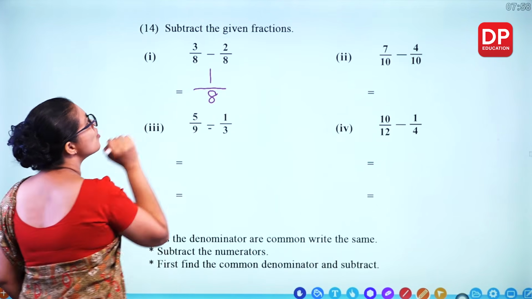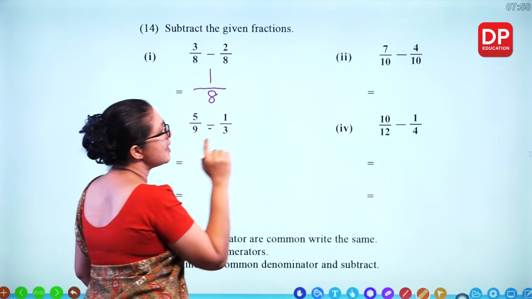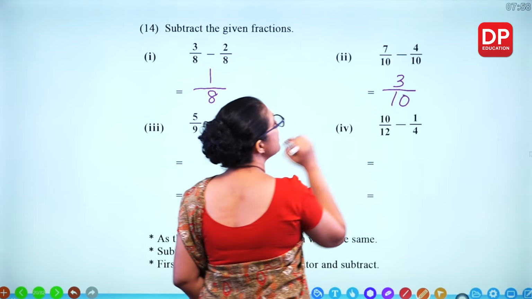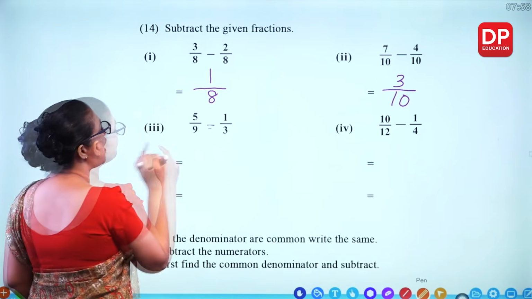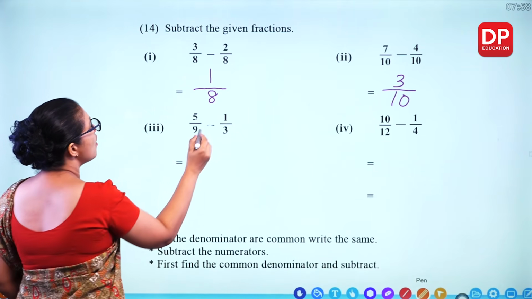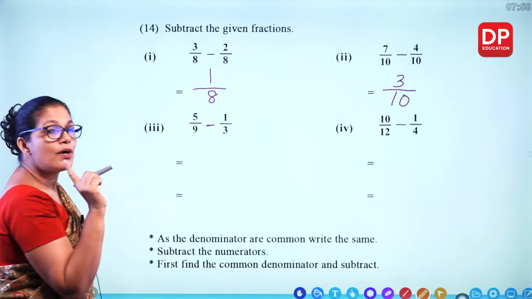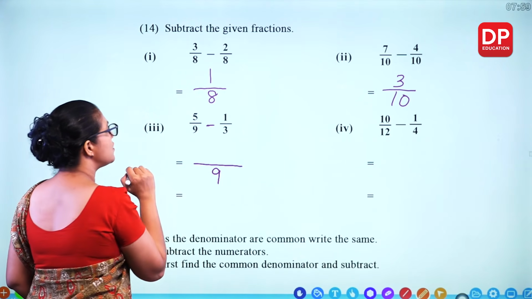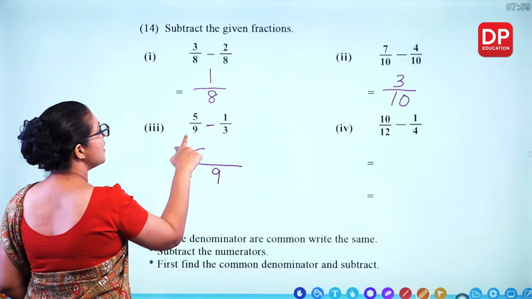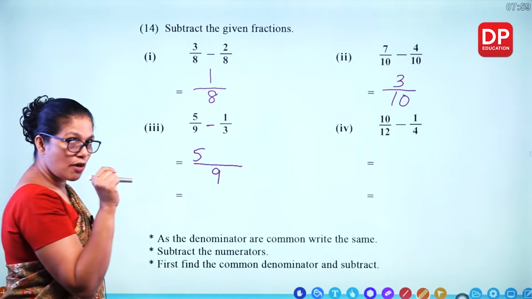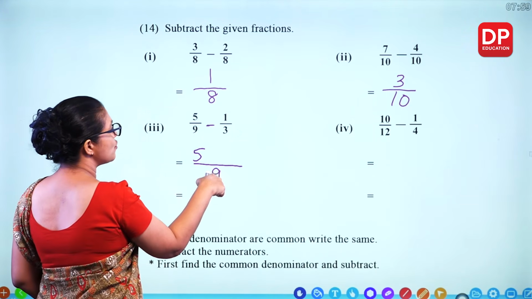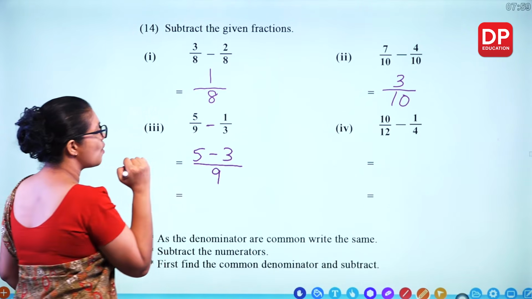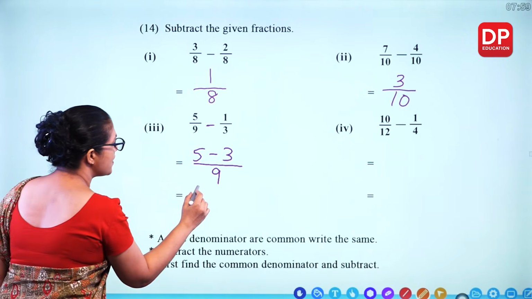3 minus 2, 1. Here 10 is the common denominator. 7 minus 4, 3. This one, 5 over 9 minus 1/3. Now the denominators are different, so you have to convert to the same denominator. 9 and 3, 9 is the lowest common multiple. So convert to 9, 3 times 3. So you do the same thing for the numerator, 3 times 1. So 5 minus 3, 2.